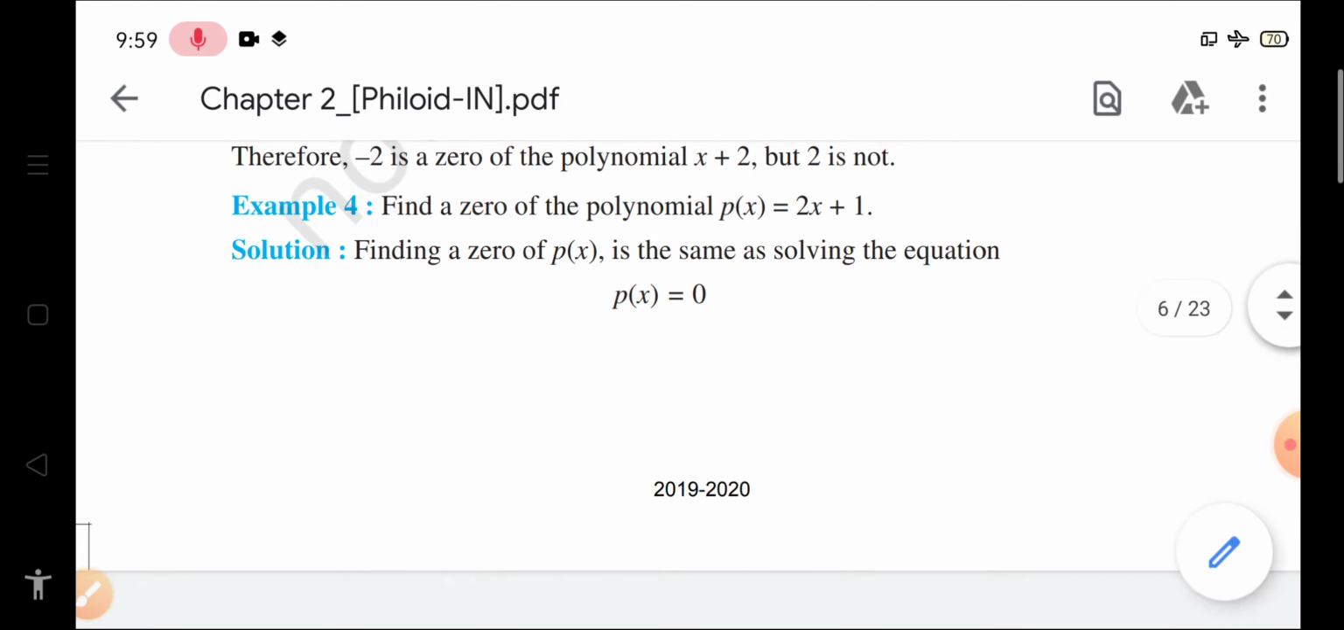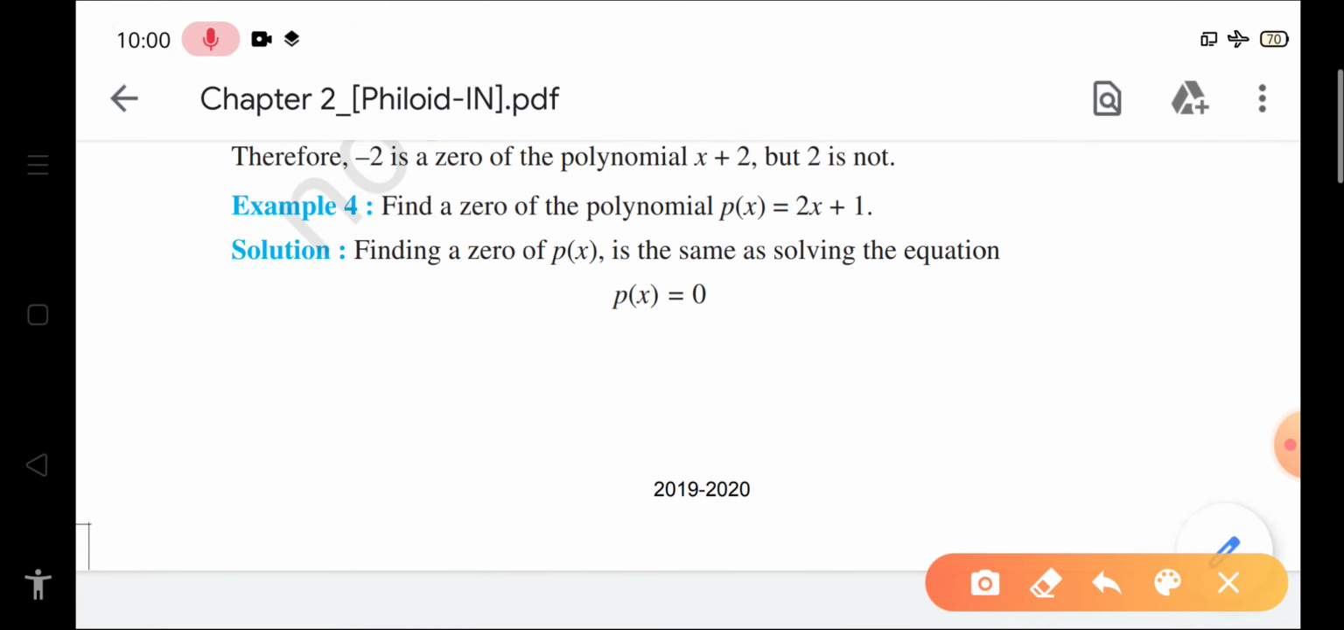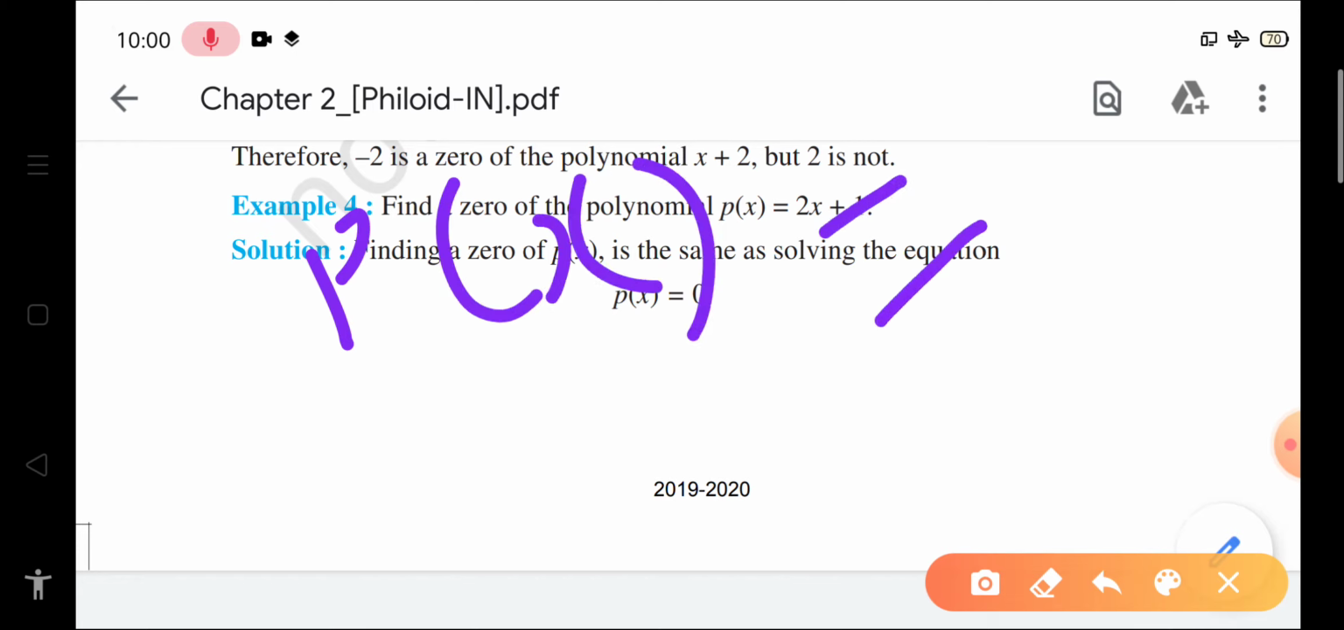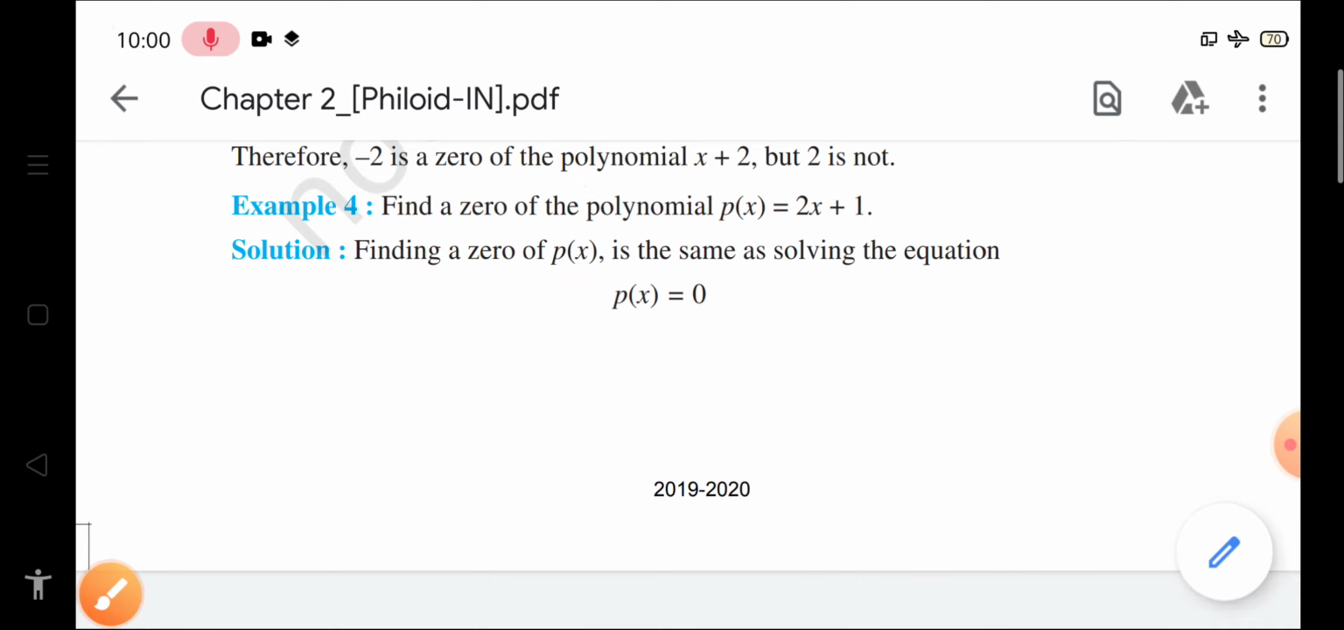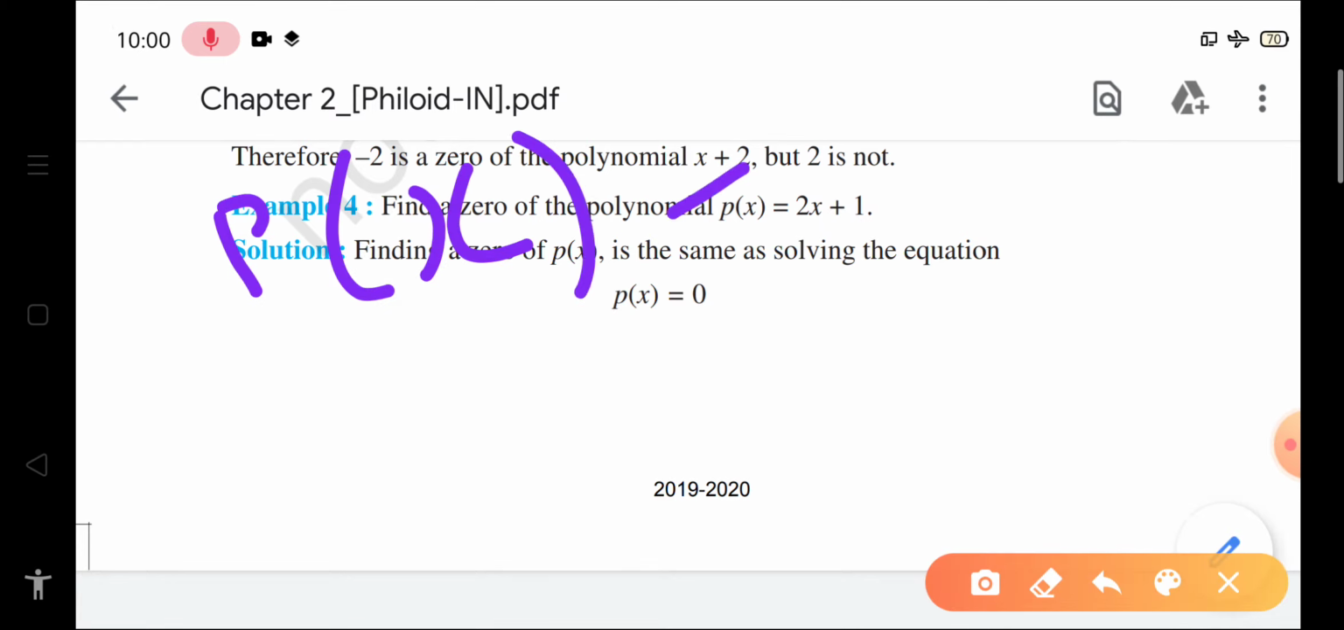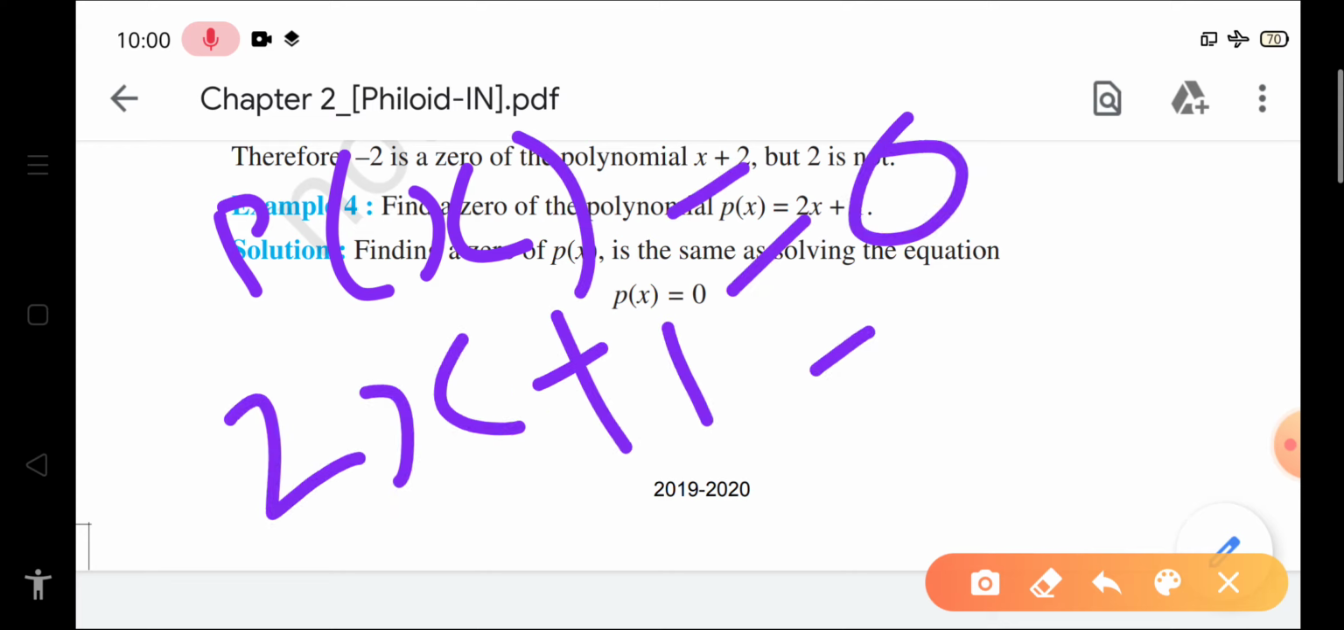It is written p(x) is equal to 2x plus 1. So you will write down that for a polynomial to have a zero, p(x) will be equal to 0. If we have to find the zeros of the polynomial of any given expression, we will put p(x) equal to 0. Then the expression here is 2x plus 1.